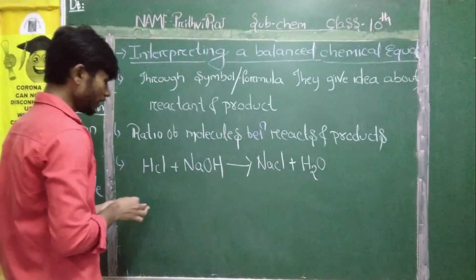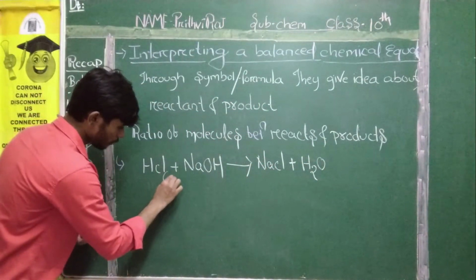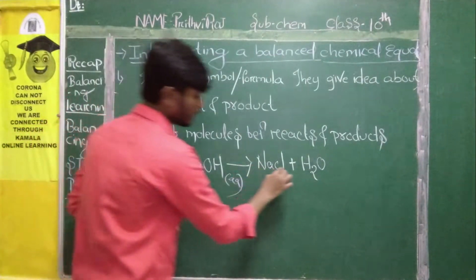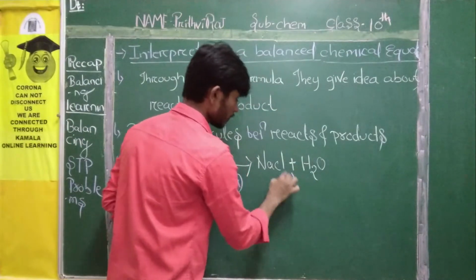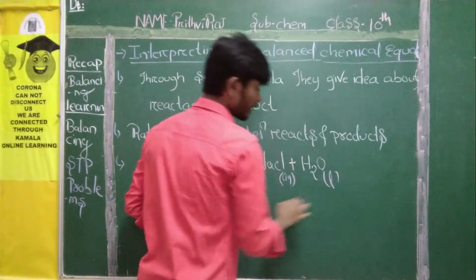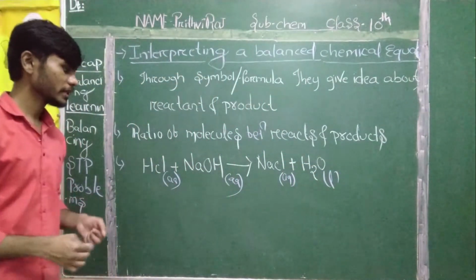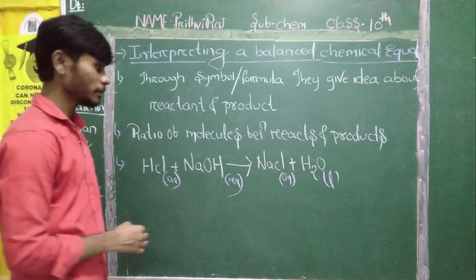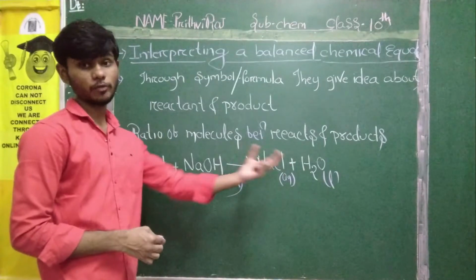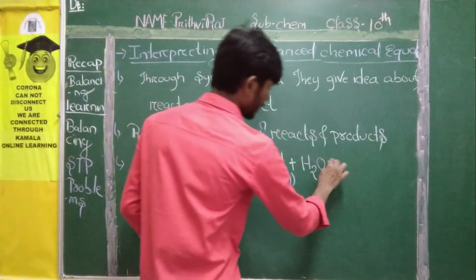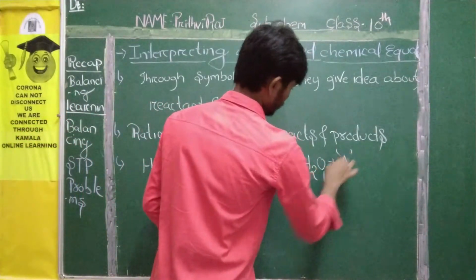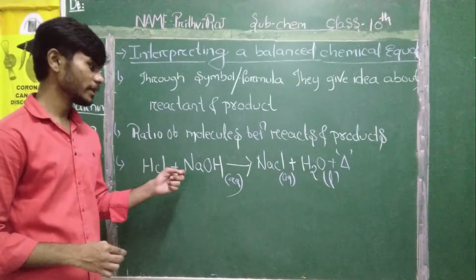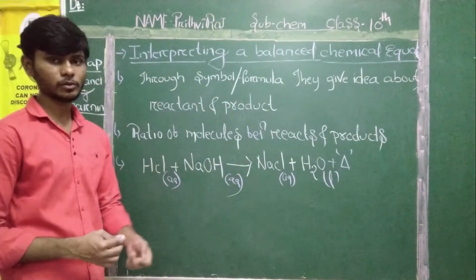I'll make it more informative. HCl is aqueous, sodium hydroxide is also aqueous, NaCl is aqueous, and water is liquid. These are the four things I mentioned. Here a little bit of heat is evolved, so I'll write the delta symbol over there. So here, students, when HCl and NaOH are combined, we get NaCl and H2O.